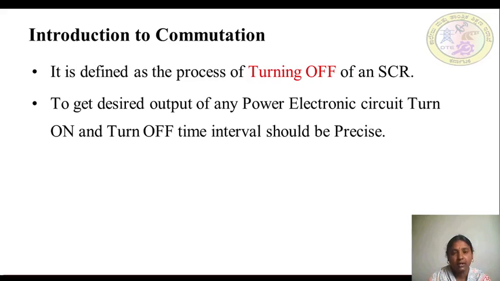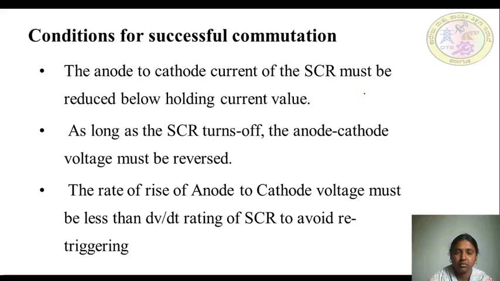Turning on and turning off of SCR at proper time intervals will help us in getting the desired output voltage of all power electronic circuits. Otherwise, the efficiency of that particular circuit will be reduced. Therefore, it is important for us to understand the process of turning off SCR. So, this process of turning off of an SCR is defined as commutation.